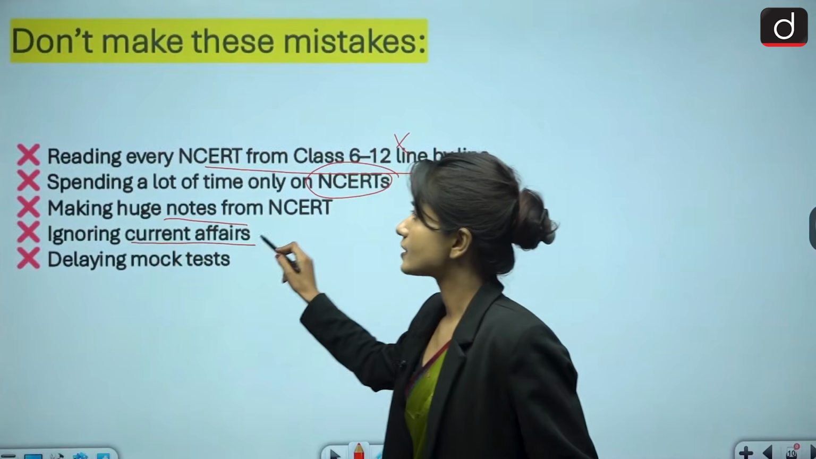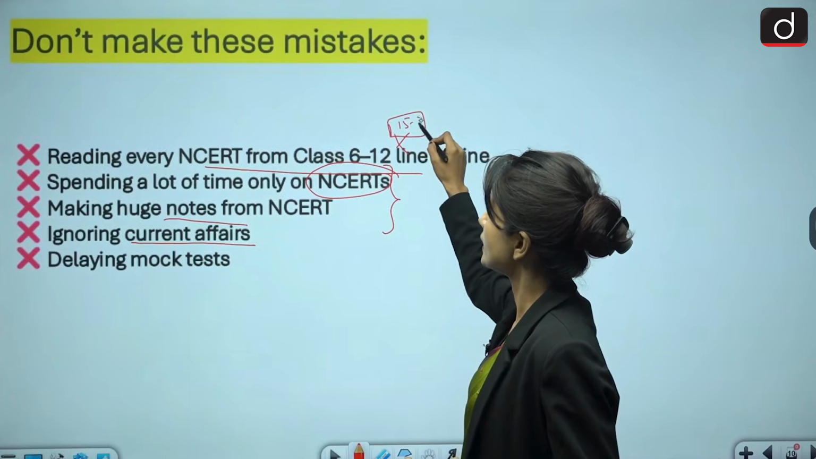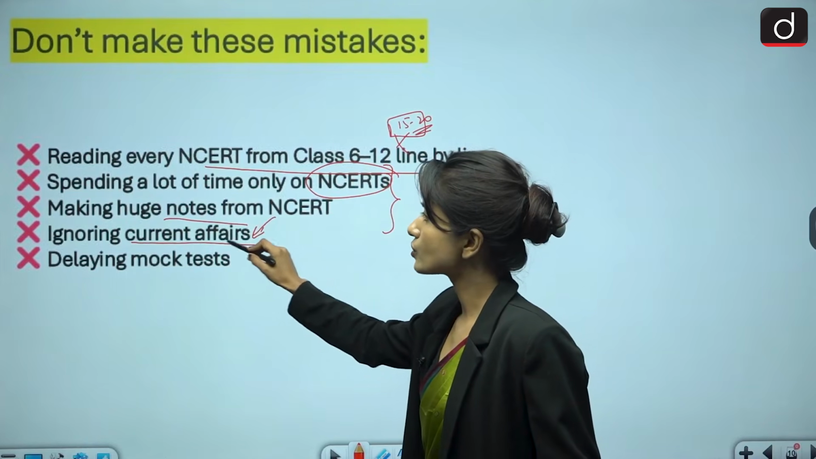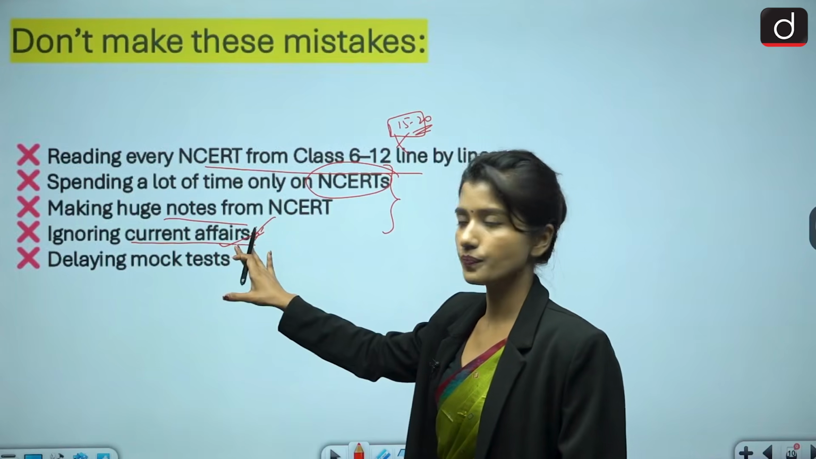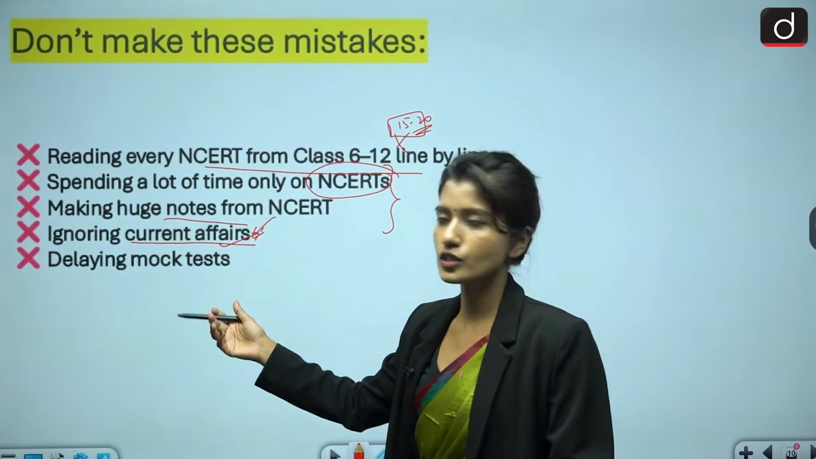Then ignoring current affairs. Now, while you're reading NCERTs, maybe in the first phase when you're finishing it in 15 to 20 days, the main reading part, you can skip it. But after that, you should continue with the current affairs also along with NCERTs. You're not supposed to just ignore it completely. And mock tests are, of course, important. You cannot delay that either.